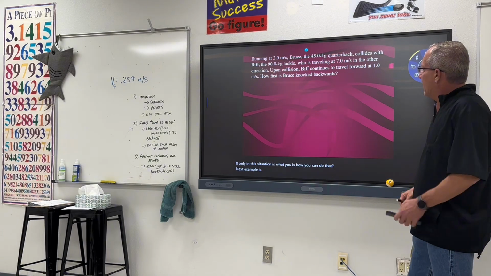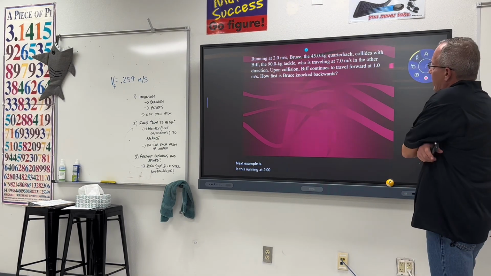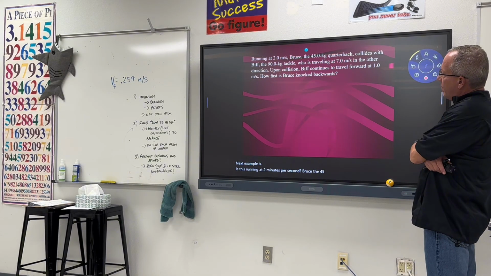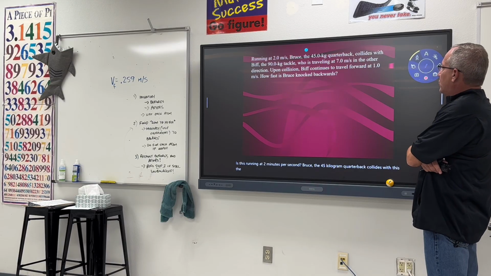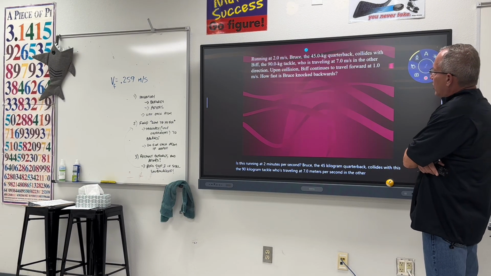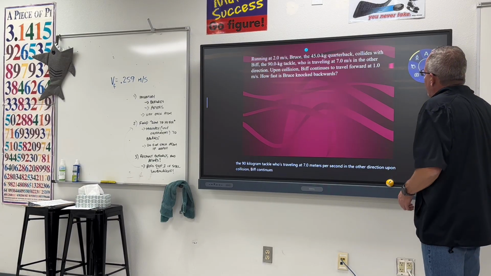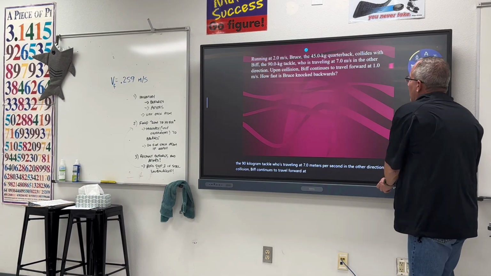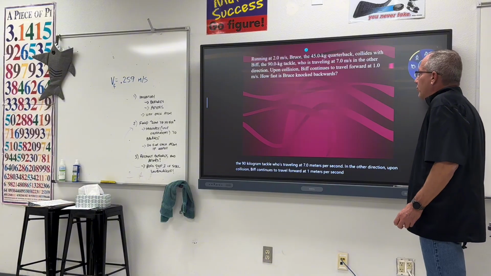Running at 2 meters per second, Bruce, the 45-kilogram quarterback, collides with Biff, the 90-kilogram tackle, who's traveling at 7.0 meters per second in the other direction. Upon collision, Biff continues to travel forward at 1 meter per second. How fast is Bruce knocked backwards?